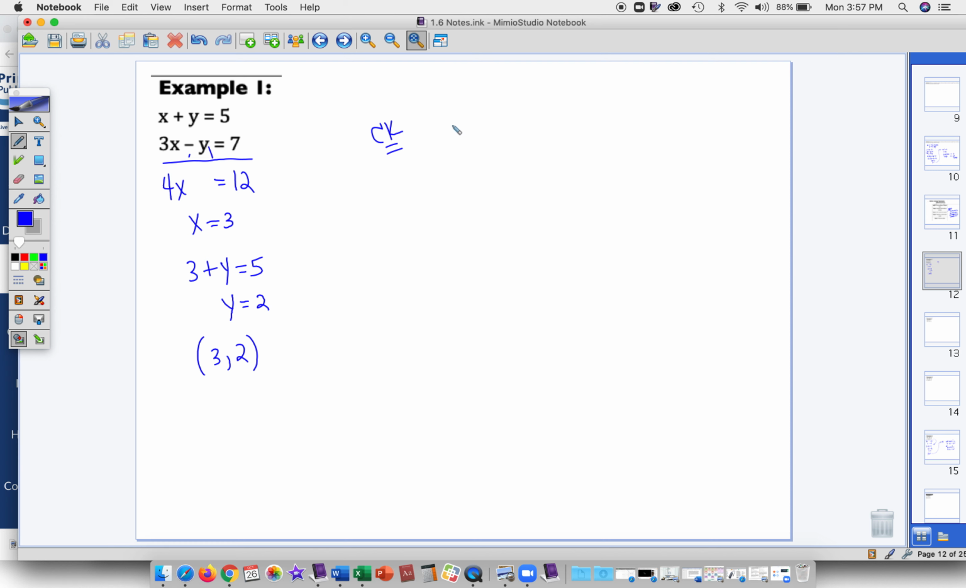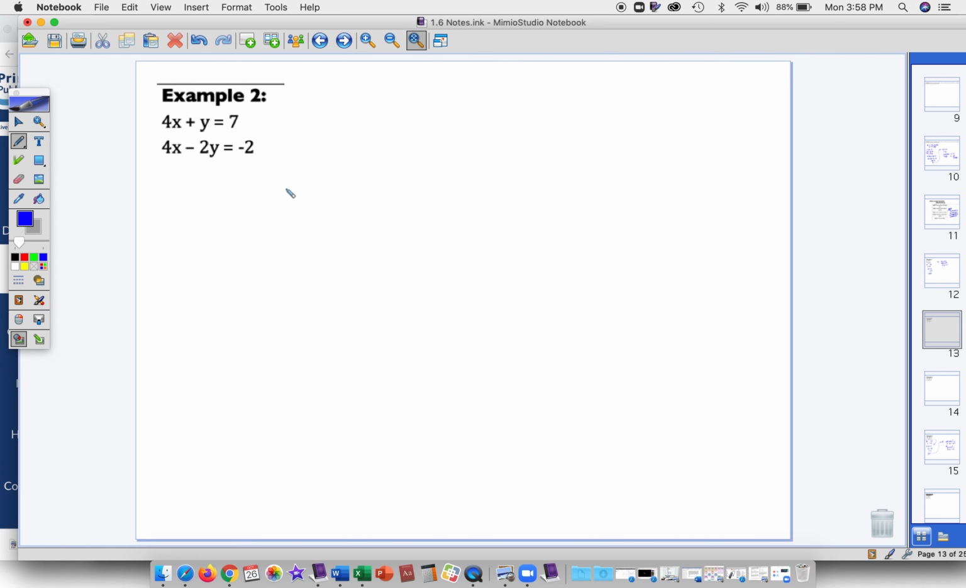And then I'm going to do a quick check. So if I plug into the first equation, I get 3 plus 2 does equal 5, so that checks out. On the second one, I get 3 times 3 minus 2. Does that equal 7? And it does. That's 9 minus 2, which equals 7, so that checks out. So do that quick check. For a lot of these, it doesn't take very long, and it's worth it to catch your errors.